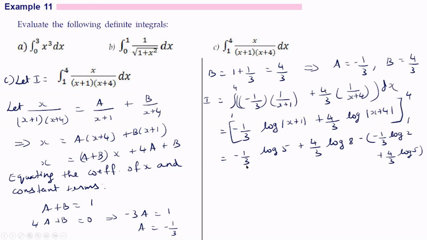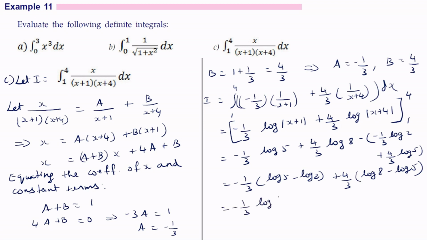So here minus 1 by 3 is common. Let us take it outside. It is minus 1 by 3 into log 5 minus log 2, then plus 4 by 3 into log 8 minus log 5. So this is minus 1 by 3 into log a minus log b is log a by b. So it is log 5 by 2 plus 4 by 3 into log 8 by 5. So this is the value of the given definite integral.